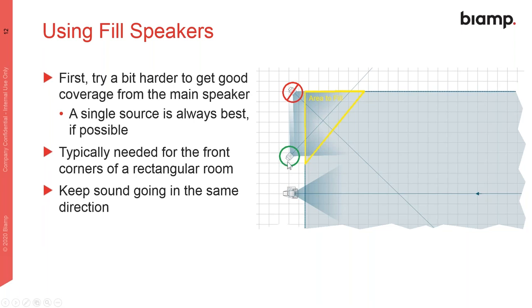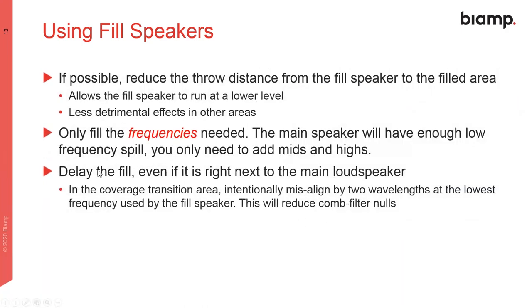So we want to try and keep sound going the same direction. Whenever speakers are pointed toward each other, that's typically an indication there may be problems. We need to look at arrival times, not just coverage. So if we put the speaker here, we can cover this triangle just as well from this side, but now the sound is coming from a virtual location point here, moving out from that point. Keeping sound going the same direction is generally better for use of fills. If possible, reduce the throw distance from the fill speaker to the filled area.